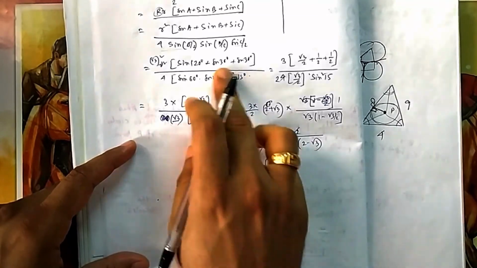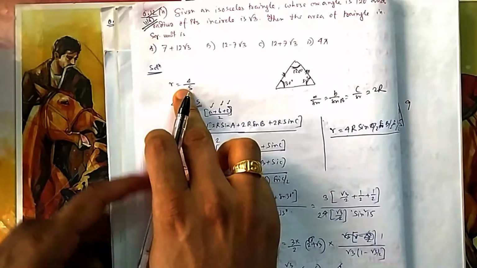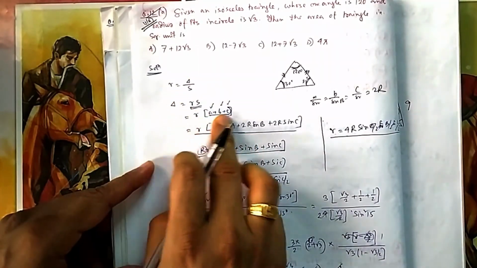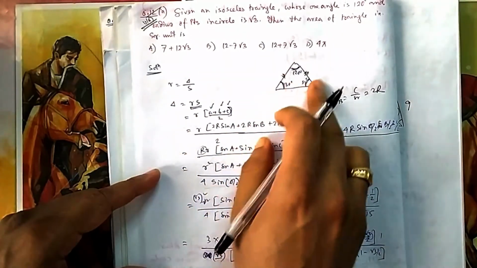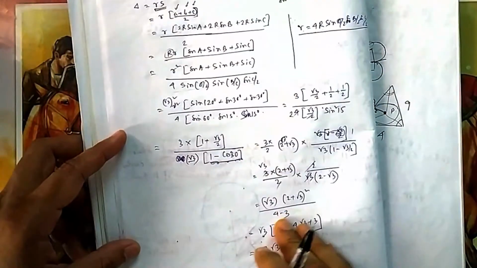So these calculations, I think you can do it. Once you reach here, then all values are given to you. The idea is to find delta. So you write all the sides in terms of angles, because you know all angles. That was the idea. Rest is easy, normal calculation.